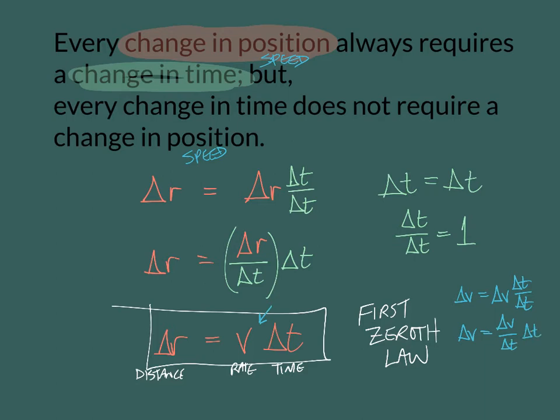And what do we call this construct right here, delta V per delta T? We call it acceleration, which would have been the hint here. And so here I have the second zeroth law.